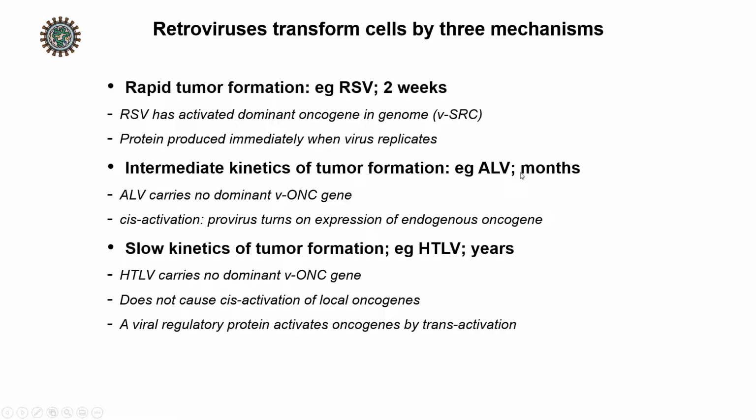intermediate kinetics, for example the avian leukemia virus, take months. The ALV carries no dominant v-onc, or oncogene, onc for oncogene, that's not a specific name, this is generic. And it causes cis activation. The provirus turns on expression of endogenous oncogenes.